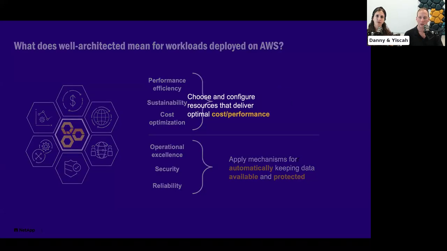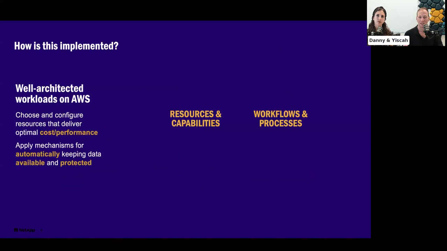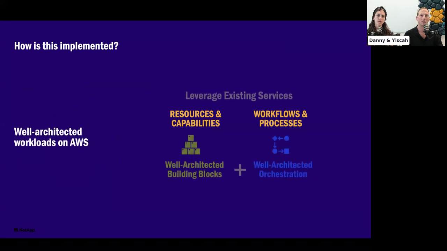How does this all come together? And how do we implement it? So essentially, the idea is that AWS gives us our well-architected building blocks. That's the resources, those Lego bricks, if you will, that you have in the different services in AWS. And on the other hand, when we build on top of them, we need to make sure that they are orchestrated and work harmoniously together. And that's where well-architected orchestrations come in.